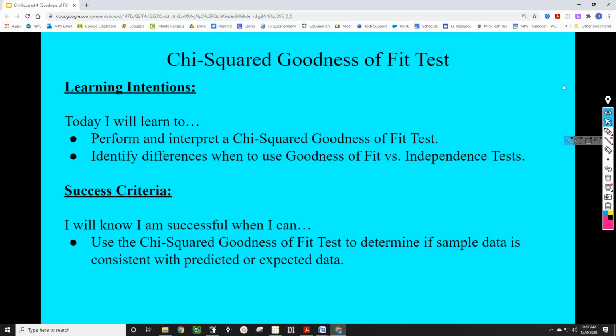Today we will be talking about the chi-squared goodness of fit test. Our learning intentions include learning to perform and interpret a chi-squared goodness of fit test, and then also to identify the differences when using a goodness of fit versus a chi-squared independence test. We'll know we're successful when we can use the chi-squared goodness of fit test to determine if sample data is consistent with predicted or expected data.